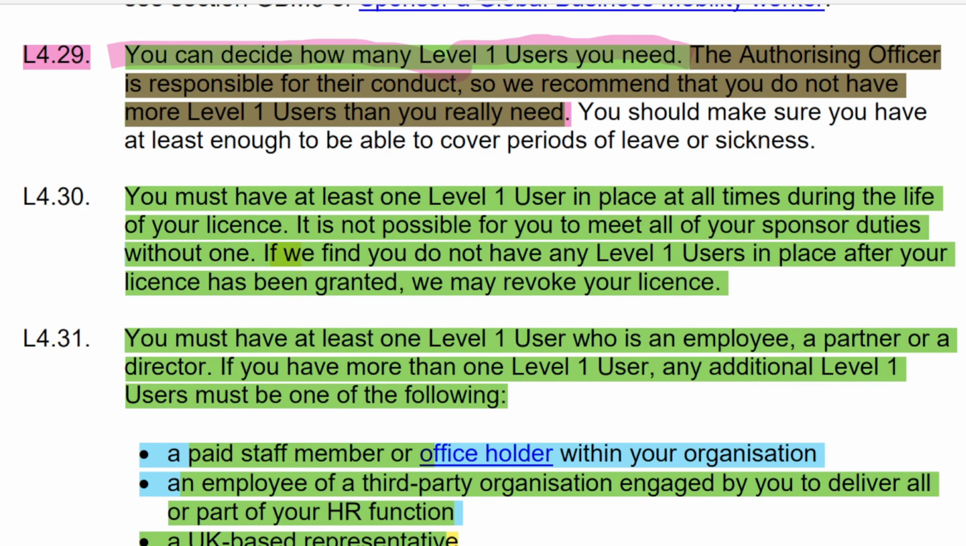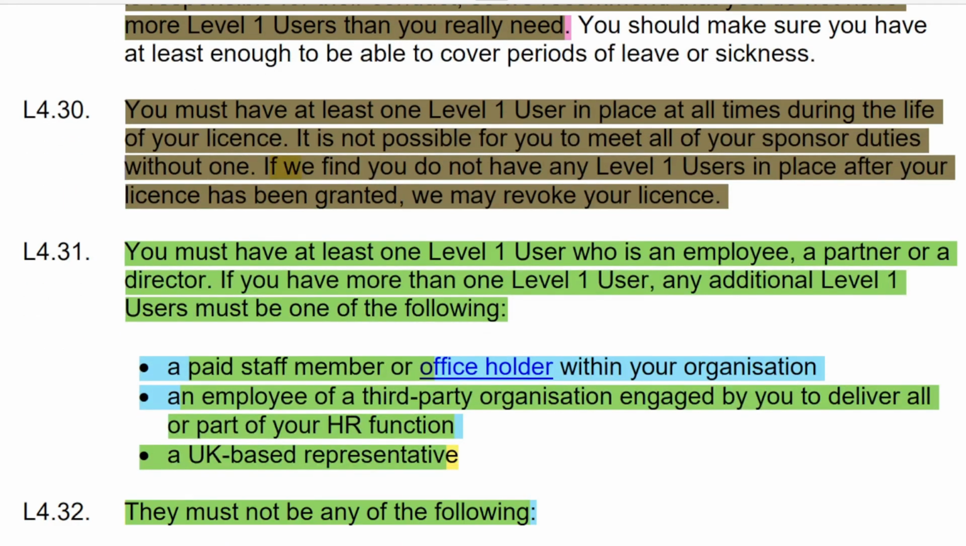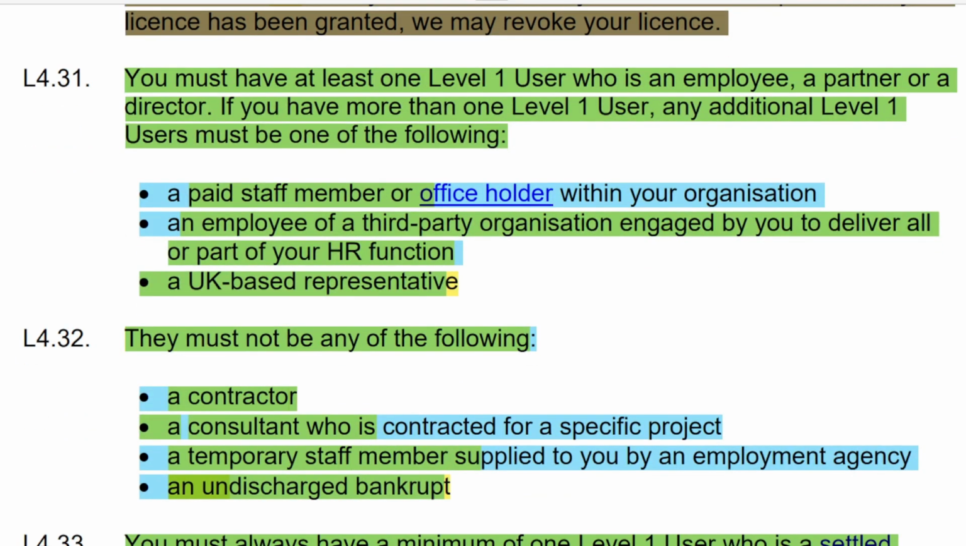Once you are granted the license, you must have at least one level 1 user in place at all times during the life of your license. It is not possible for you to meet all of your sponsor duties without one. If we find you do not have a level 1 user in place after your license has been granted, we may revoke your license. So you can understand how important the level 1 user is for your license, otherwise the Home Office will revoke your license.